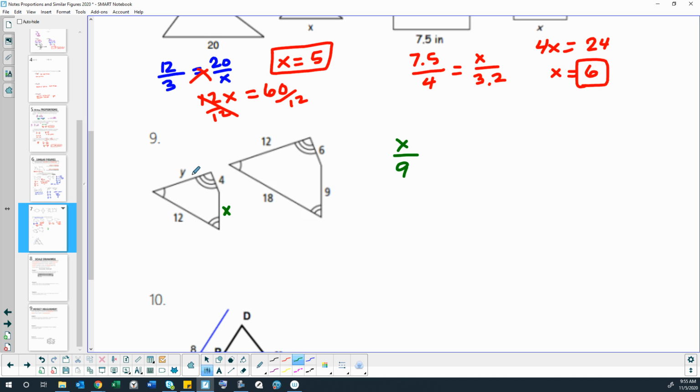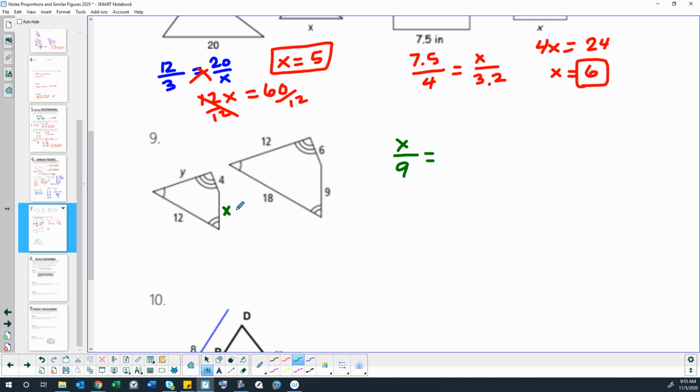And then we can't use y, even though it goes with 12, because then we'll have 2 variables in the same problem. We don't want to have 2 variables in the same problem. We need to use a couple of numbers that aren't variables. So x goes with 9, but we also have that 4 goes with 6 and 12 goes with 18, in addition to the fact that y goes with 12. So we can use the 4 over 6 or the 12 over 18. I think the smaller numbers would be easier to work with.